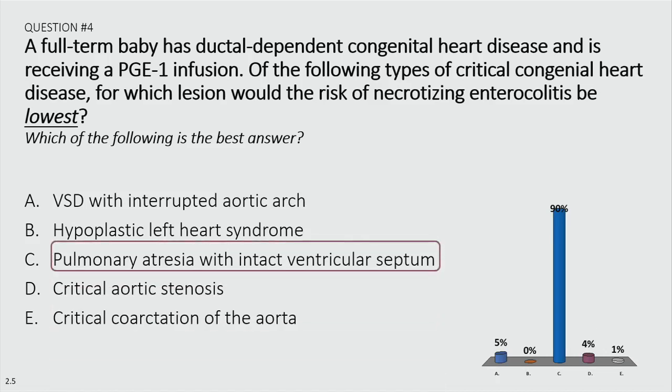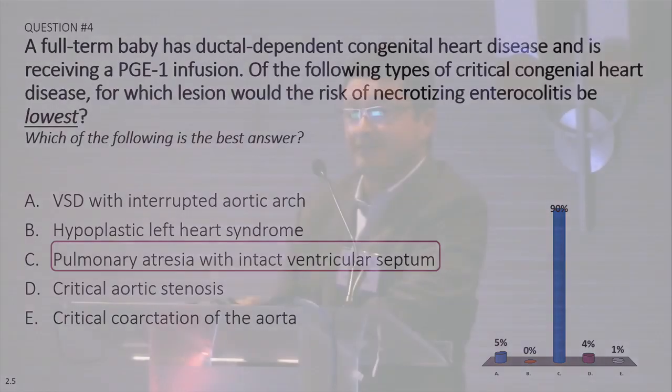Excellent. So there's data from many centers now that it is possible to have NEC with pulmonary atresia and a big duct. It's possible, but it's less likely than any of the left-sided lesions that are ductal dependent.